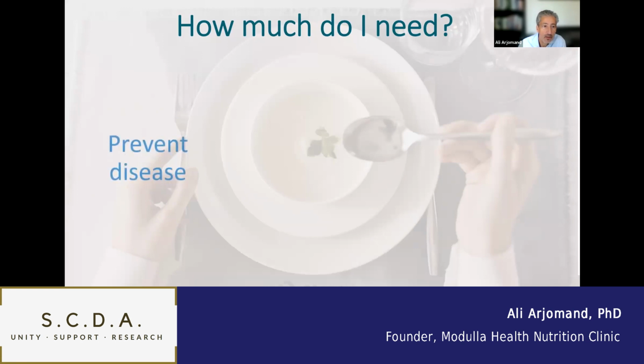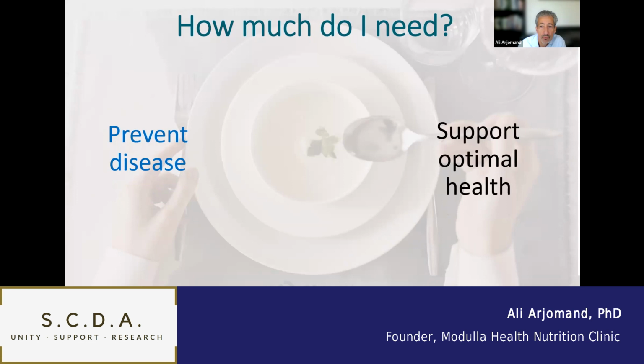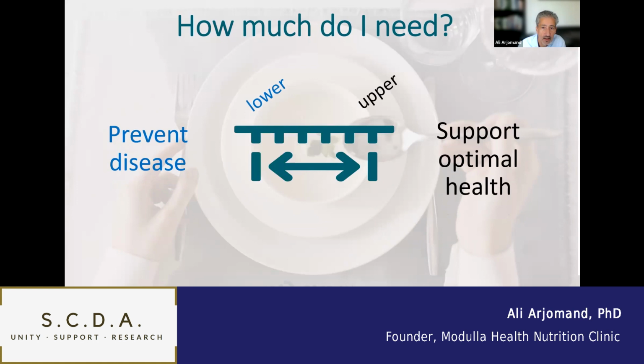One answer is, well, there's a certain amount you need to prevent disease, right? With any nutrient, think of how much you may need to prevent a specific disease. There's also an amount to support optimal health. And those are two different numbers. In fact, when you see a range for a nutrient, it's always kind of a lower and an upper end. And the lower end is meant to convey how much nutrient you need to prevent disease, which is very different than the upper end, which is meant to support optimal health.